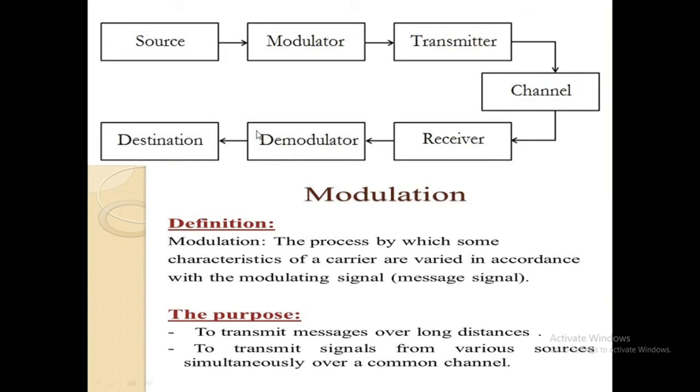This is the detailed block diagram, which consists of source, modulator, transmitter, channel, receiver, demodulator, and destination. It is the analog communication system block diagram in detail. Between the source and the transmitter, the modulation takes place. What do you mean by modulation? As we know, it is the process by which some characteristics of the carrier are varied in accordance with the message signal or modulating signal. The main purpose is to transmit messages over longer distances, and to transmit signals from various sources simultaneously over a common channel.